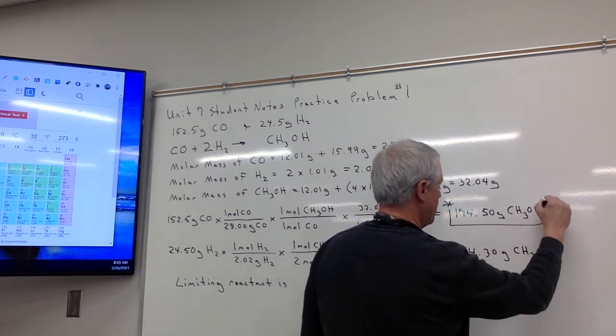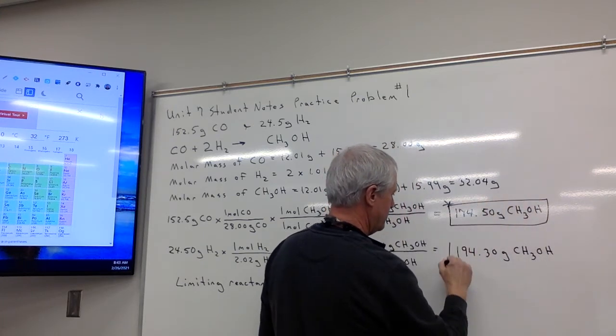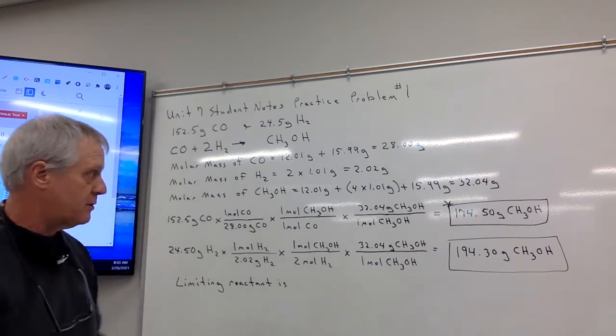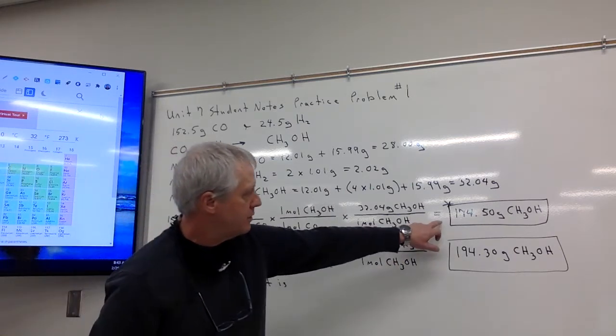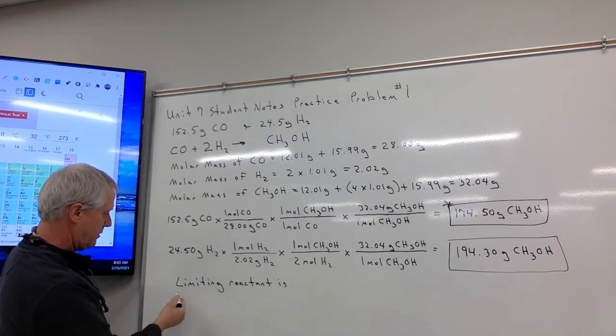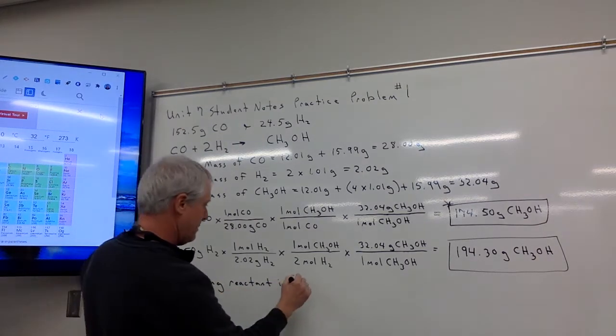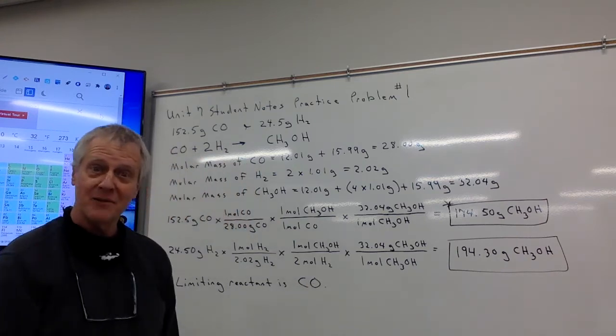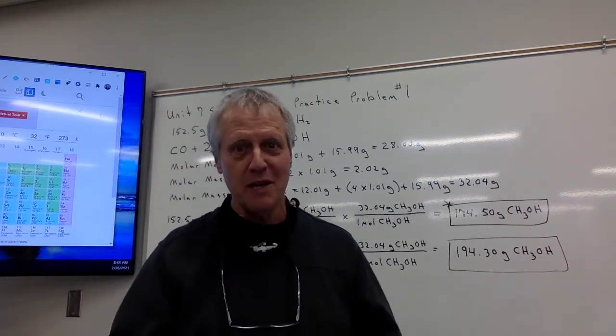I like to draw a box around these just because that allows us to focus on the results of the mass problems. But anyway, here's our limiting reactant. And so if we're going to make a declaration, we're going to say the limiting reactant is carbon monoxide. Voila, we're done. Okay, wasn't that fun?